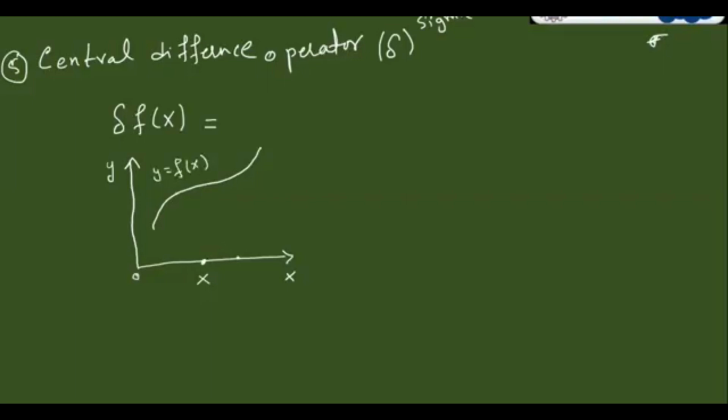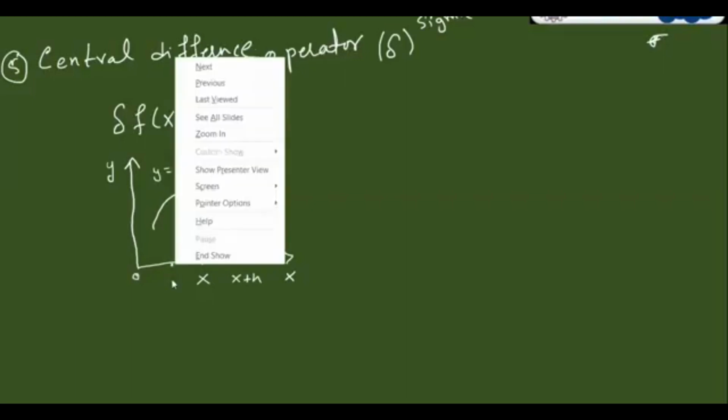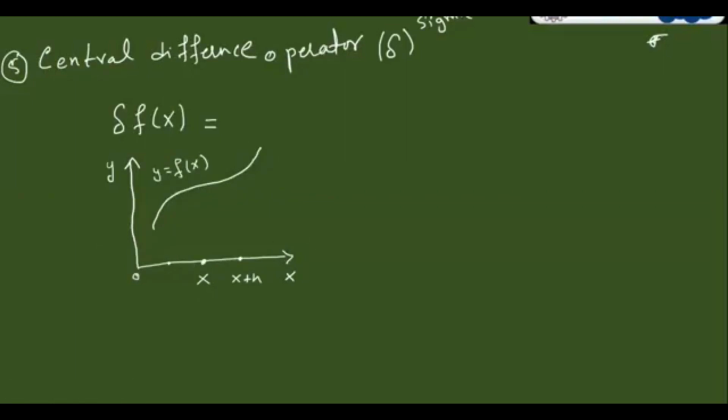Obviously, any point that is ahead of it in a forward direction is x plus h, and any point at the back of that point in a backward direction is x minus h. So we know forward, backward. My objective is that central difference tries to compute the difference based on the central values. Very simple idea: I want to compute this operator at that point.